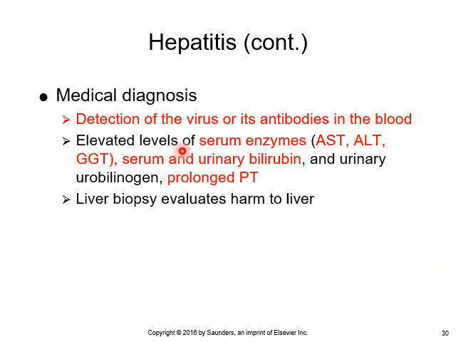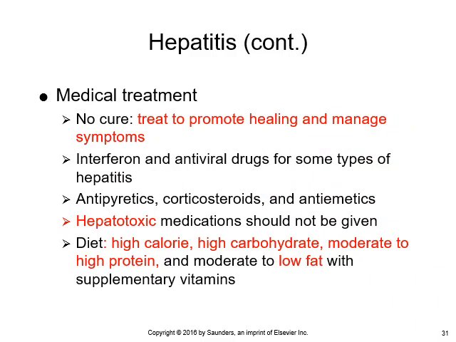So when we check the blood draw for liver enzymes, we will see elevated levels of AST, ALT, and GGT. The serum and urinary bilirubin will be elevated. Also, urinary urobilinogen from the urine will be elevated. Liver biopsy evaluates harm to the liver. There is no cure. What we would do is treat to promote healing and manage the symptoms.